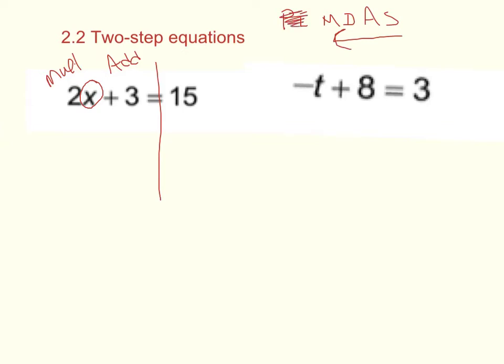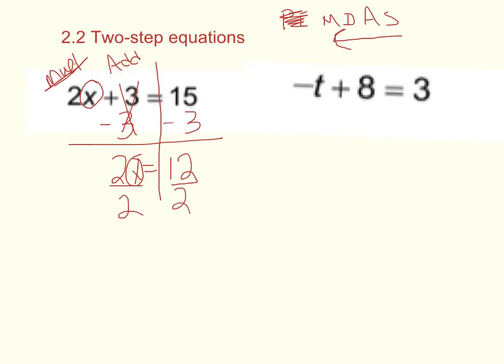Okay. So we have 2 that's being multiplied and 3 that's being added. So I want to get rid of the 3 first. The opposite of plus 3 is subtract 3. What I do to one side, I have to do to the other. Okay. Those go away, and I'm left with 2x. Make sure you bring that down. And then 15 minus 3 is 12. Now, we still need to isolate the x, so I need to get rid of the 2. It's being multiplied, just like we set up here, so I'm going to divide to get rid of it. Those cancel, and x equals 6.